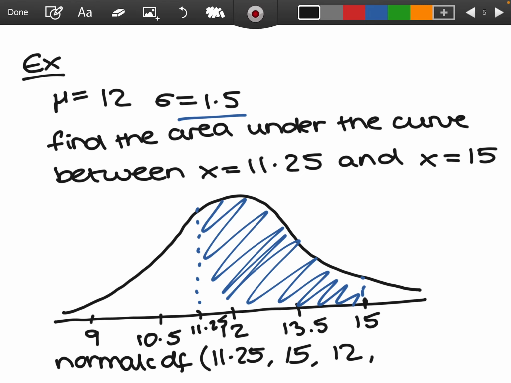Your lower limit is 11.25, your upper limit is 15, your mean is 12, and your standard deviation is 1.5. You go ahead and plug all of that into your calculator and you should end up with 0.6687. So like I said, these are easy to do on a calculator using normal CDF.